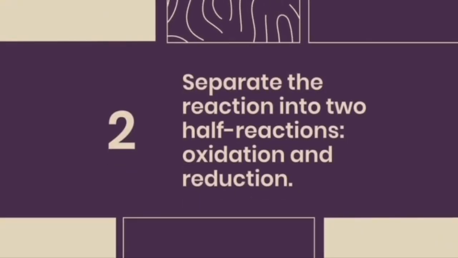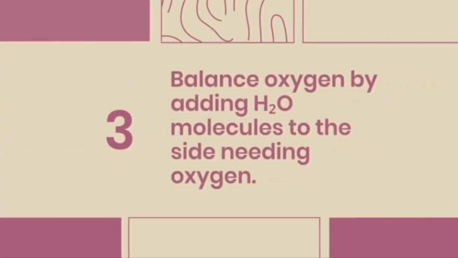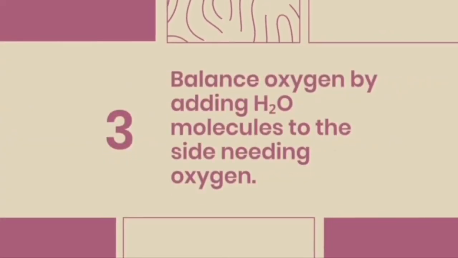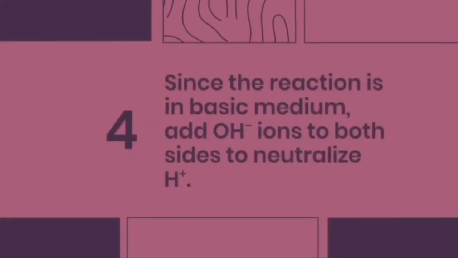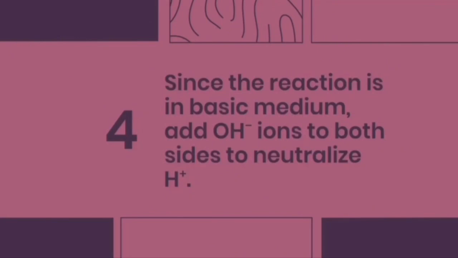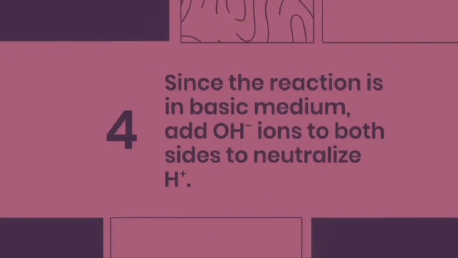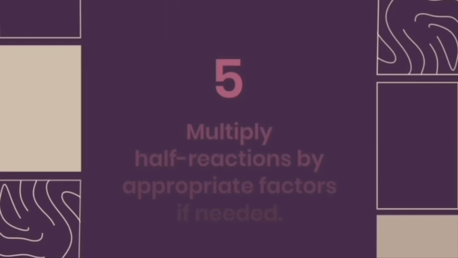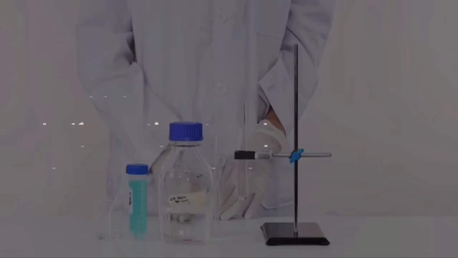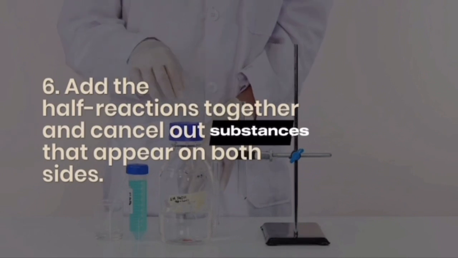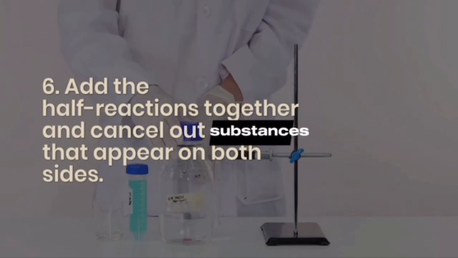Second, separate the reaction into two half reactions, oxidation and reduction. Third, balance oxygen by adding H2O molecules to the side that needs oxygen. Number 4, since the reaction is in basic medium, add OH- ions to both sides to neutralize H+ ions. Number 5, multiply half reactions by appropriate factors if needed. Lastly, add the half reactions together and cancel out substances that appear on both sides.